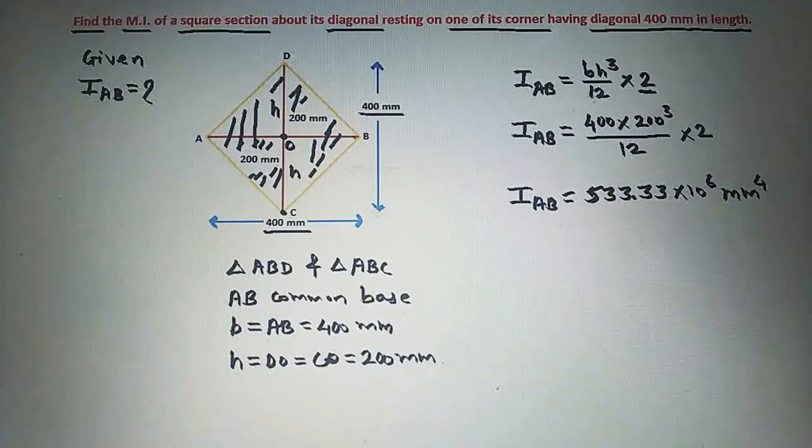Now after that we put the values of b and h in this formula. So IAB is equal to 400 into 200 cube divided by 12, into 2, and after calculating this we will get the answer of IAB as 533.33 into 10 raised to 6, and the unit of moment of inertia is mm raised to 4. So this is the total solution of this problem.